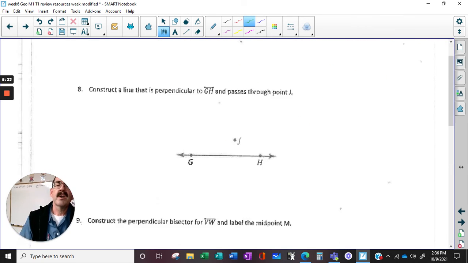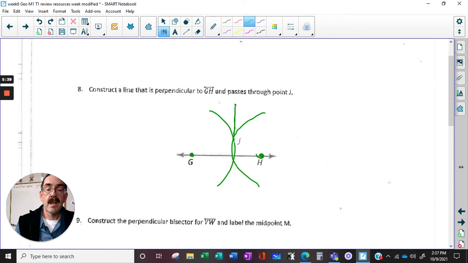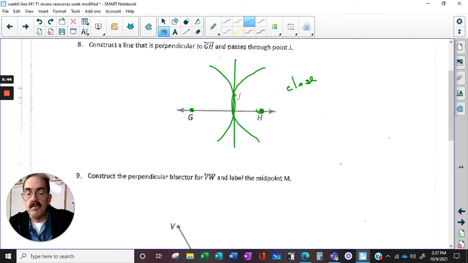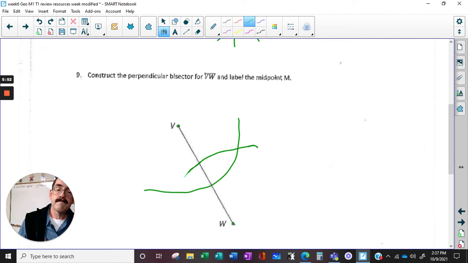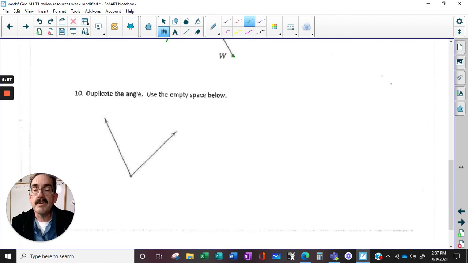Okay, so now construct a line perpendicular. Perpendicular passes through the point. So perpendicular, remember we grab our little tools, right? And we spin it. And we spin it. And then we connect it. So that would be close, okay? So grab your compass and protractors and work it. Perpendicular, midpoint, okay? So we grab our tool, connect the 2 points, okay? Make sure you can grab your tools, duplicate the angle, okay?